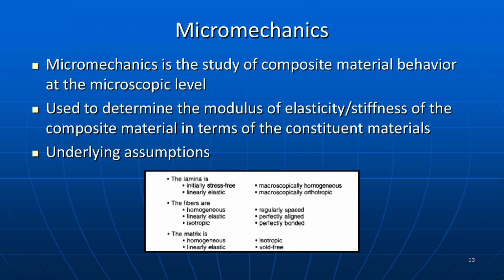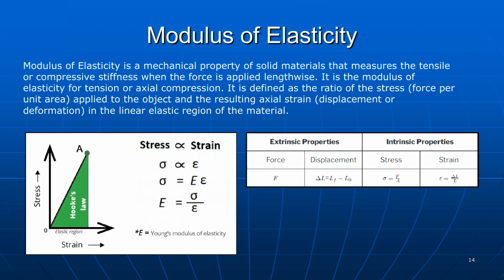The next 5 pages define some of the modeling terms used to construct the longitudinal, flexural, and torsional rigidity terms previously defined and used. Modulus of elasticity is a mechanical property of solid materials that measures the tensile or compressive stiffness when the force is applied lengthwise. It is the modulus of elasticity for tension or axial compression. It is defined as the ratio of the stress, force per unit area, applied to the object and the resulting axial strain, displacement, or deformation in the linear elastic region of the material.